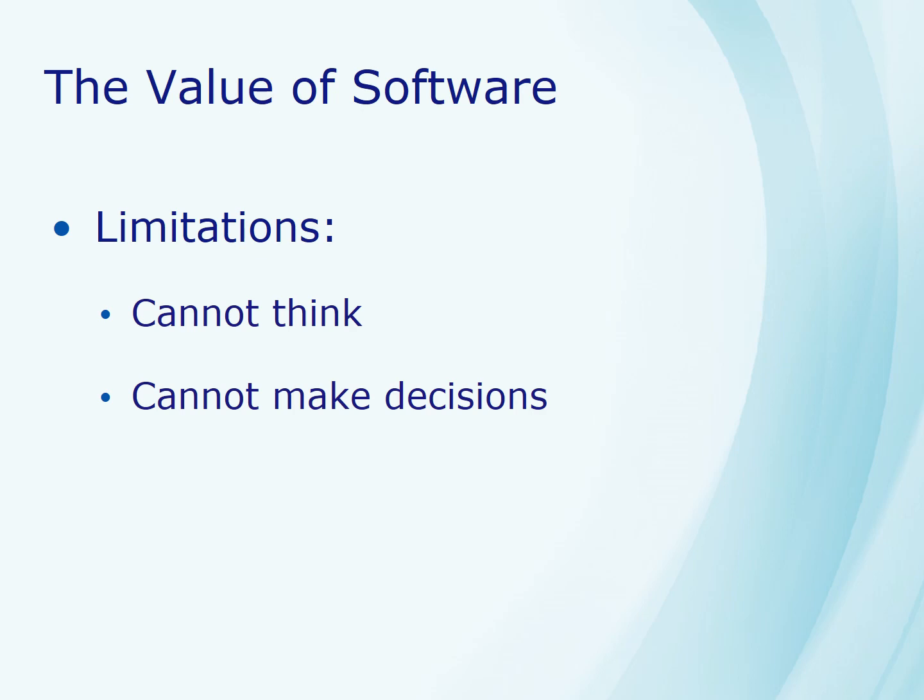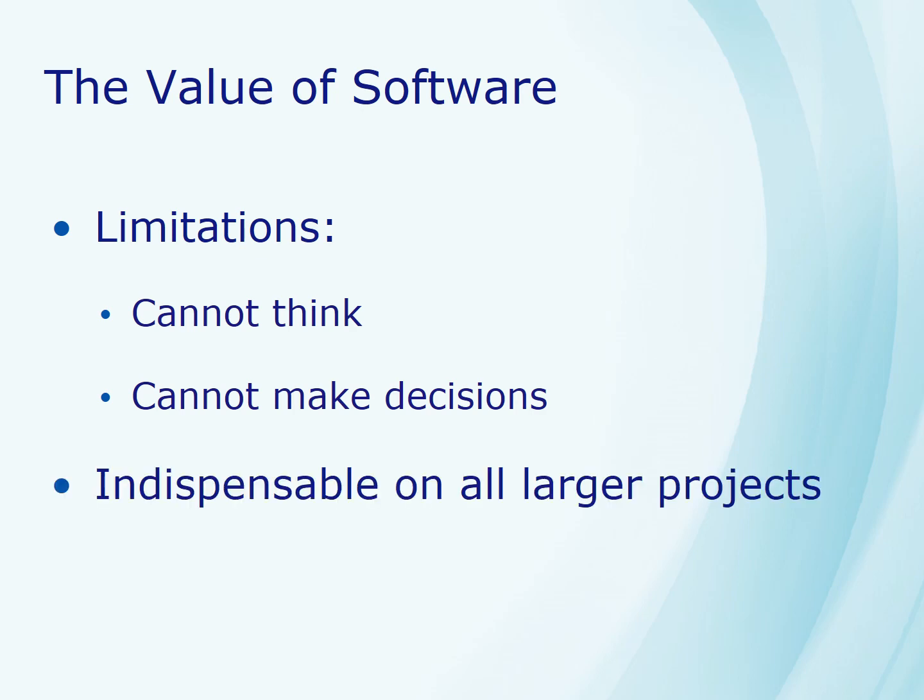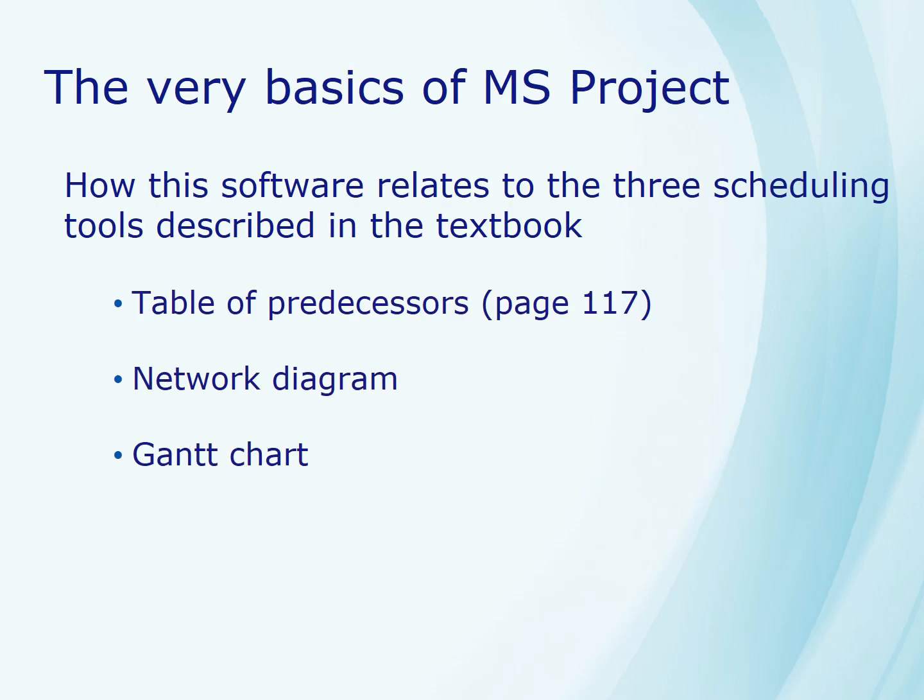Yet, computers are indispensable, and computer management software is indispensable on all larger projects. And it's important that you understand what the computer does and how it does it. So let's have a look at the basics of a system such as MSProject. In the courses that we teach, we discuss three tools of project scheduling. The one is the table of predecessors, that's on page 117 of the textbook, the network diagram, and the Gantt chart. I'm going to demonstrate to you how MSProject uses these three tools.